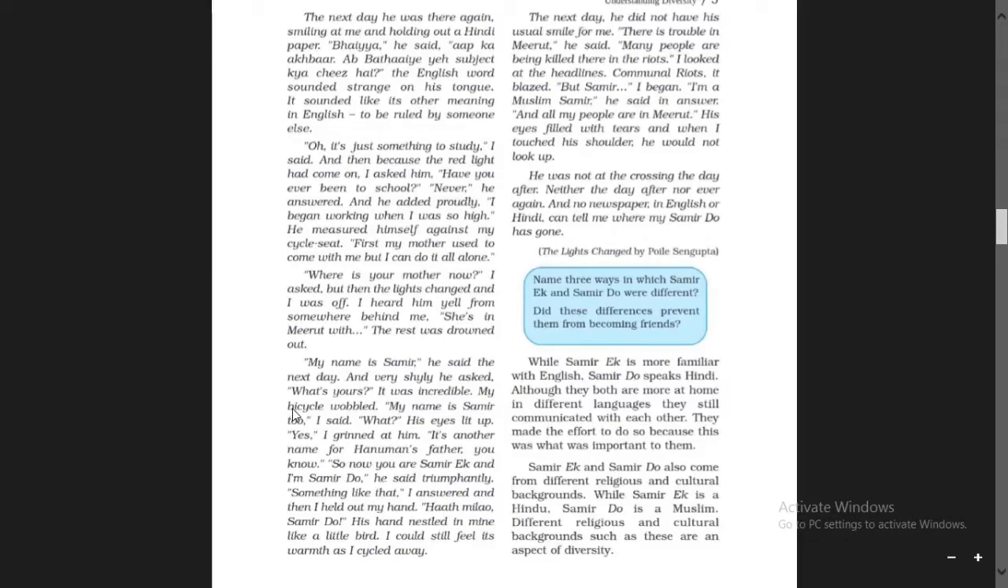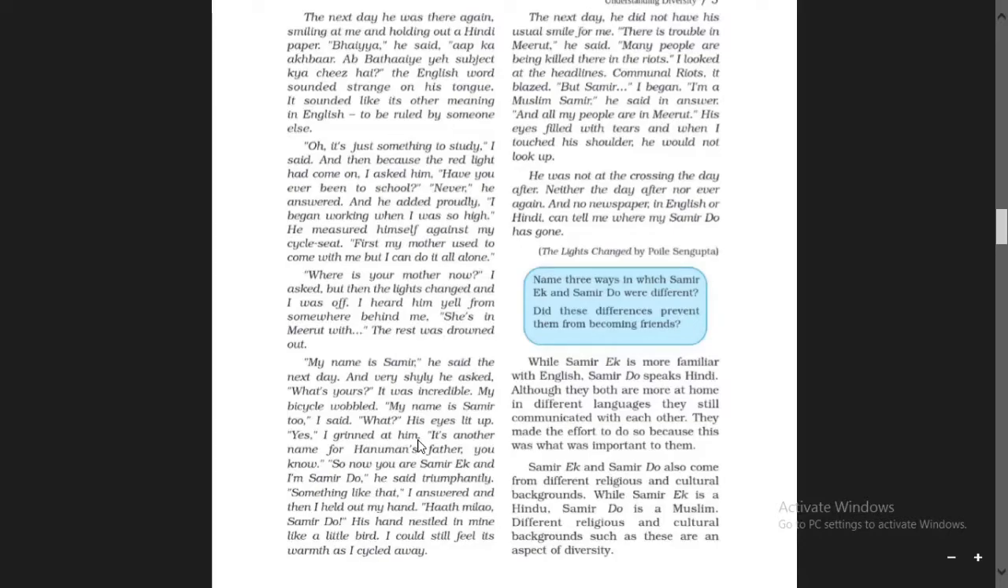My bicycle wobbled. Wobble means move or cause to move unsteadily from side to side. My name is Shamir too. In reply, that boy also said his name is also Shamir. I said, what? His eyes lit up. Yes. I grinned at him. Grin means smile broadly.